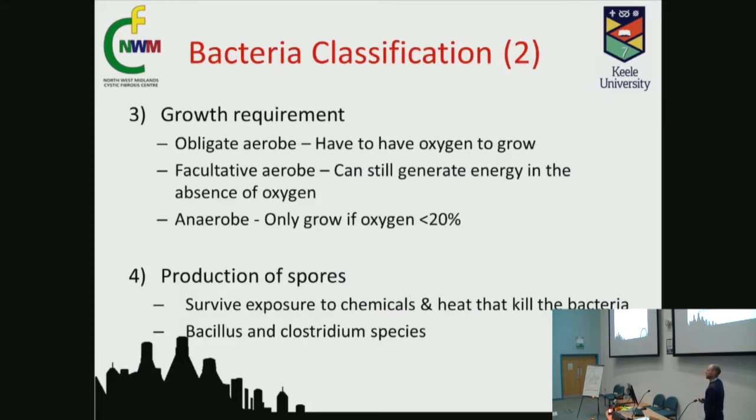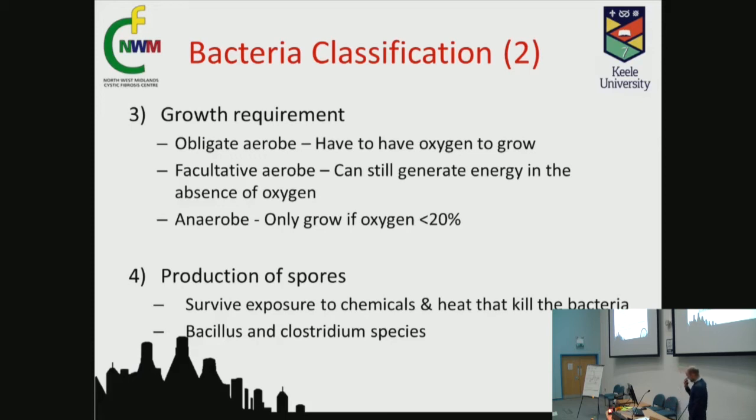The third thing we can think about with the bacteria is what their growth requirements are. And basically, that's whether they like oxygen or they don't like oxygen. If an organism is an obligate aerobe, it means they have to have oxygen to grow, and if you cut off that oxygen supply, they will die. A facultative anaerobe prefers to grow in oxygen, but can still generate energy when the oxygen levels reduce. And an anaerobe, in contrast, is something that will only grow if the oxygen is low, and that's normally less than 20%.